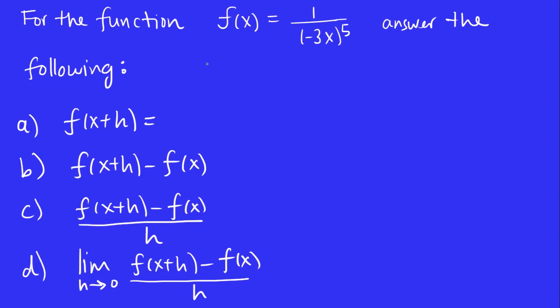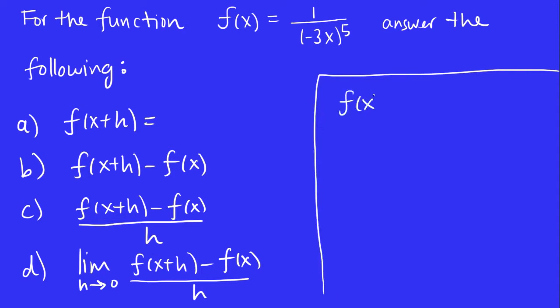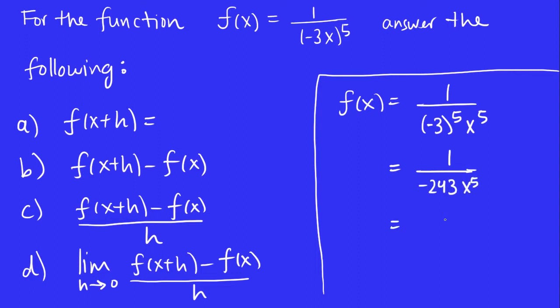The first thing I would like to notice is that this function is kind of written in a way that's not as nice as it could be. Why don't we just rewrite it by putting the power of 5 onto each of those individually, like that. And if you work out negative 3 to the power of 5, you get negative 243. So we have this. And why don't I just put the negative on the top? So this is the version of the formula that I'm going to work with.